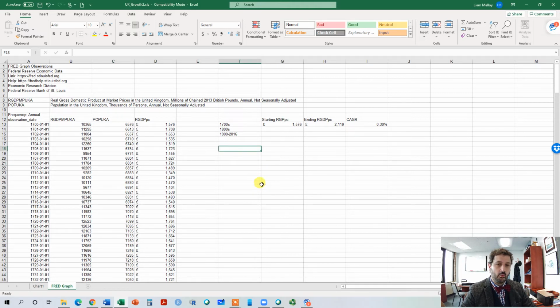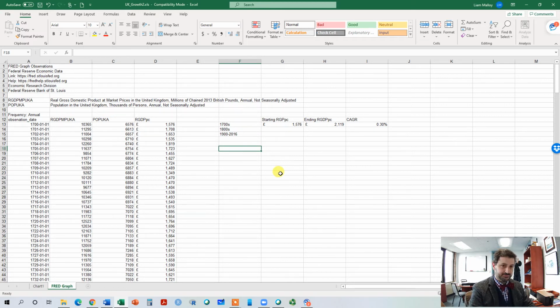So what I am asking my class to do is to project growth out to 2316, so 300 years after the data ends, assuming that growth is the same as the number we get for the 1900 to 2016. So let's see how to do that.